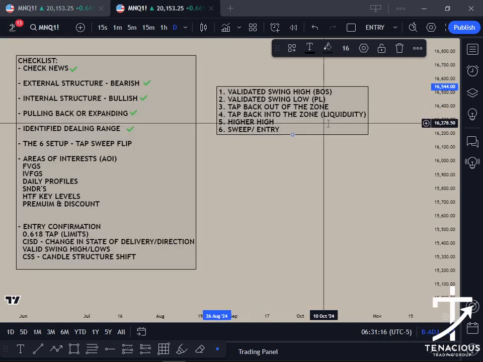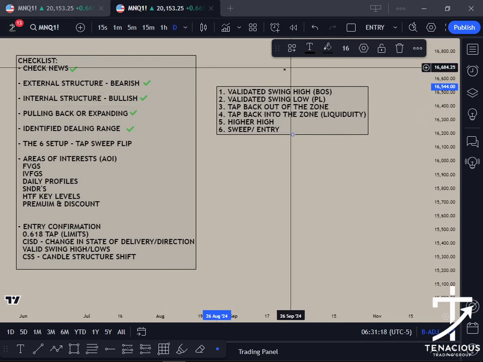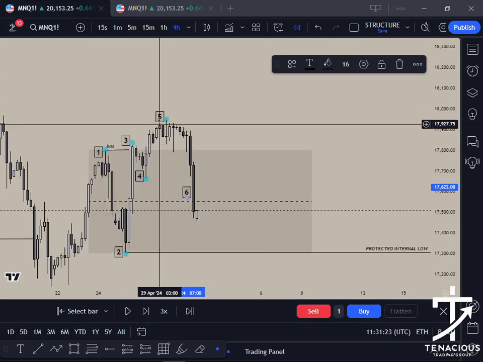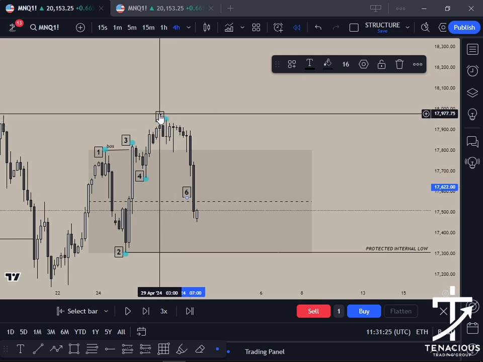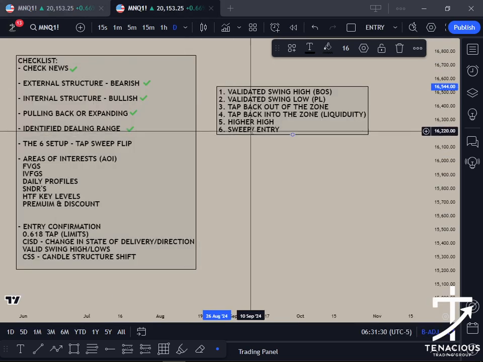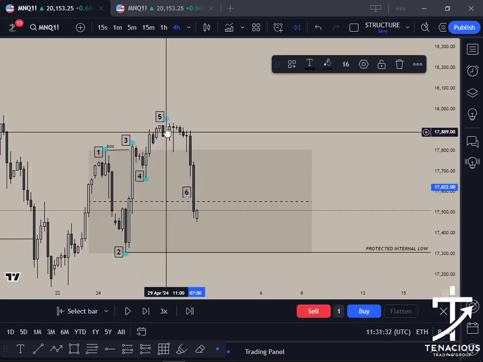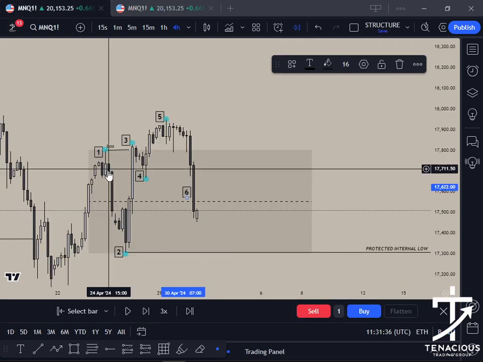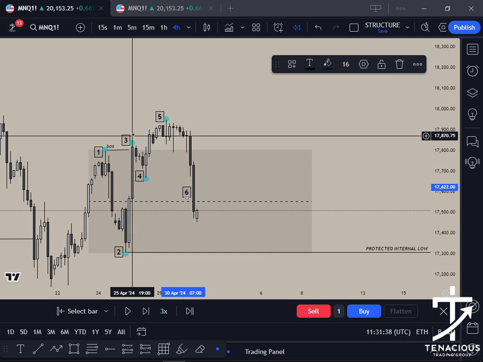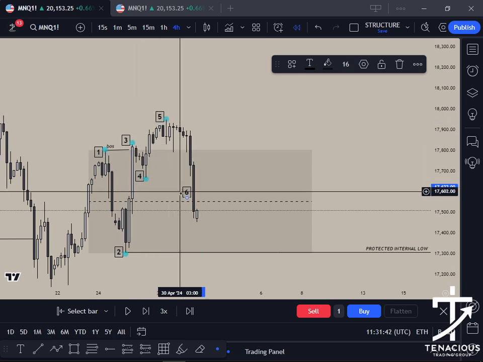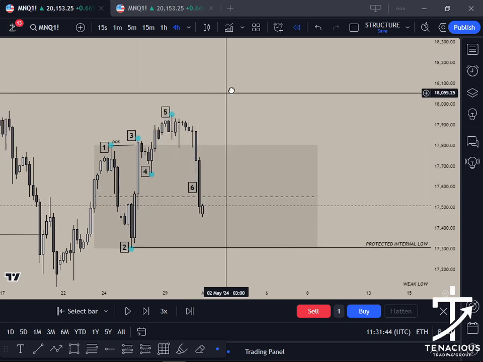4 is a tap back into the zone, which is also our liquidity, and then our 5 is our higher high. It doesn't have to be a candle close. It could just be a higher high, so it could just be a wick. It just has to be higher than the 3, and then our 6 will be the sweep and then the entry, guys. So that's all it is. 1, 2, 3 out of the zone, 4 back into the zone, 5 higher high, and then currently our 6.